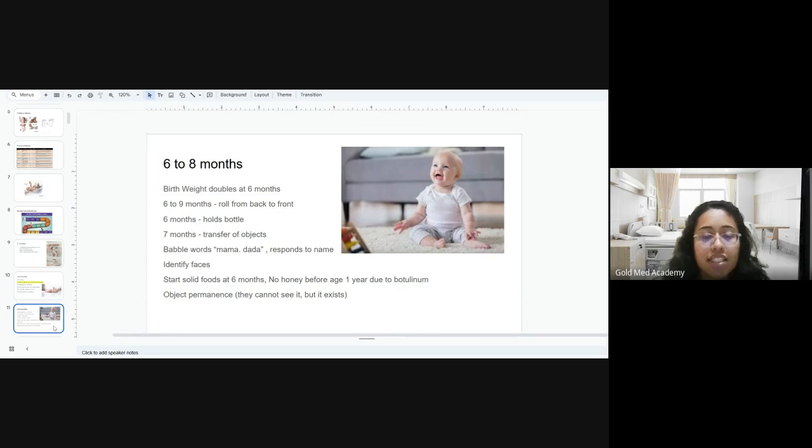Okay. And next one, at 6 to 8 months, remember, birth weight is going to double at 6 months. Okay, that's a big milestone. So whatever weight, maybe they were 5 pounds at birth, now they're 10 pounds.